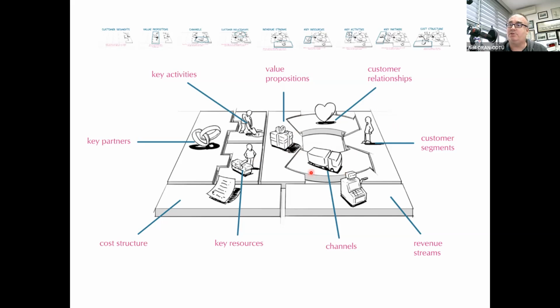Then we talked about channels, and in the channels we talked about, how do our customers find out about our product? Where do they evaluate the product? Where do they buy the product? How do they receive it? What type of services do they get after sales, and so on? So the touch points between the value proposition and how it gets to the customer segments.